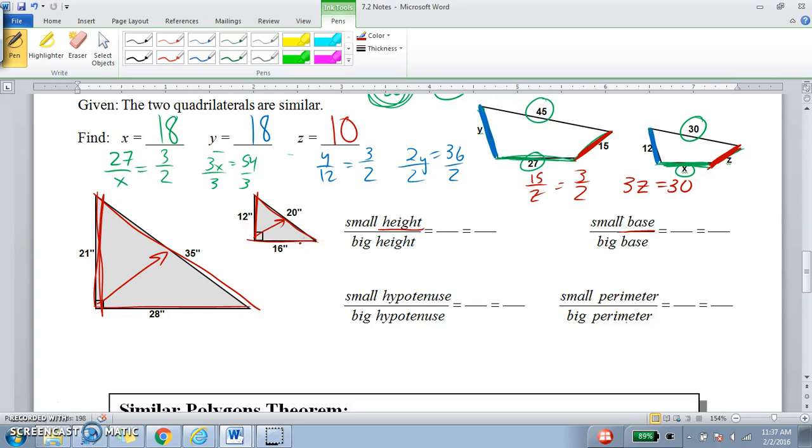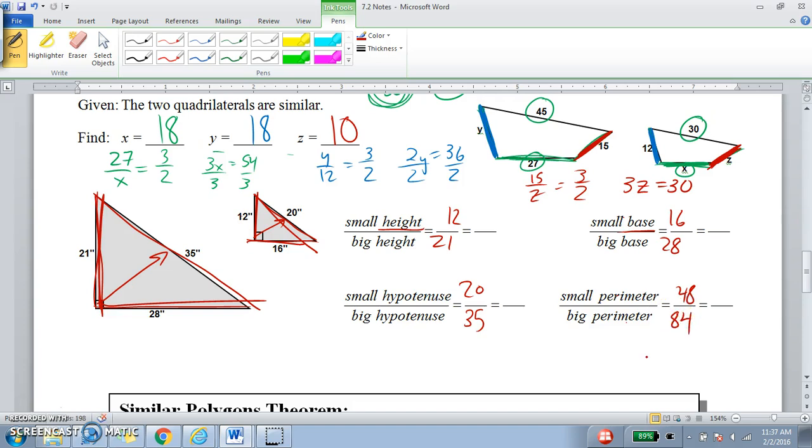the bases. So the small height is 12, the big height is 21, and we'll reduce these in a second. Small base is 16, large base is 28. Small hypotenuse, 20, large, 35. Perimeter, if I add up all three of these numbers, 12, 20, and 16, I get 48. If I add them up on the big triangle, I get 84.